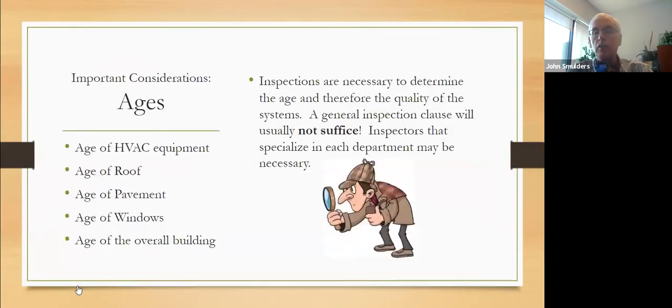The next important consideration is age. Ages of HVAC, roof, pavement, windows, and age of the overall building. Inspections are necessary to determine the age and therefore the quality of systems. A standard home inspector is not going to be able to do this, okay? There are going to be inspectors necessary in each department.